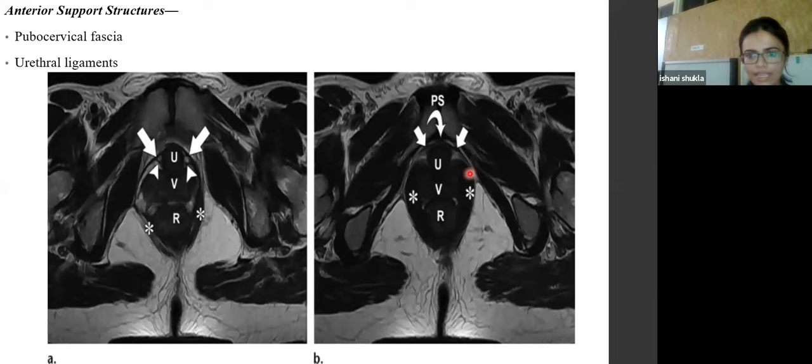Also an important point to note here is that the vagina is normally H-shaped. This is important because when there is prolapse, this shape changes. And we can also see that the puborectalis muscle is closely adherent to the lateral walls of the vagina.